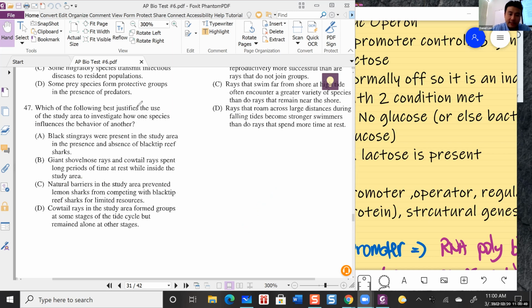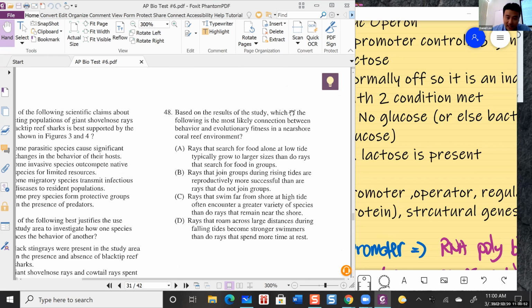And the last one here in the study group: based on the results of the study, which of the following is the most likely connection between the behavior and evolutionary fitness? So to me, I think you want to be grouped together when you're small to be fit, right? To survive. So 48, rays that search for food alone at low tide typically grow to larger size. I don't know that. Rays that join groups during rising tide are reproductively more successful. That is good. Remember, when there's high tide, you want to be in groups because that's when the predators are around. So they should be more successful than rays that don't, right?